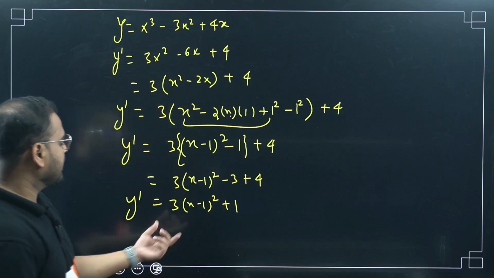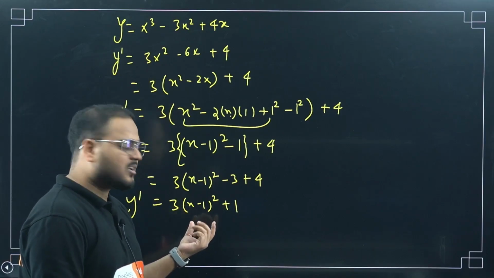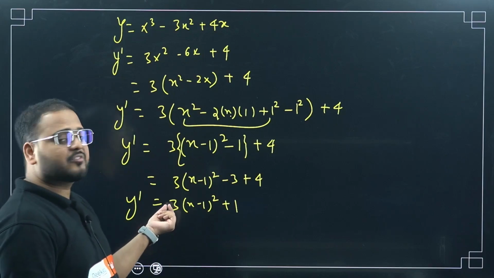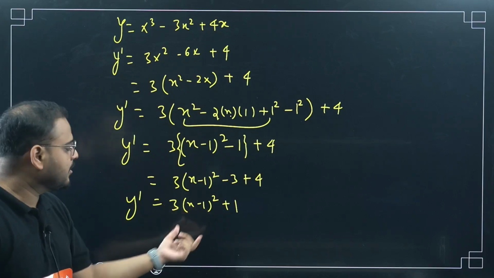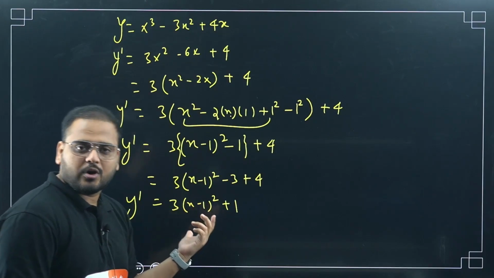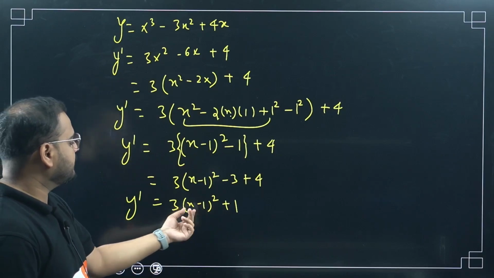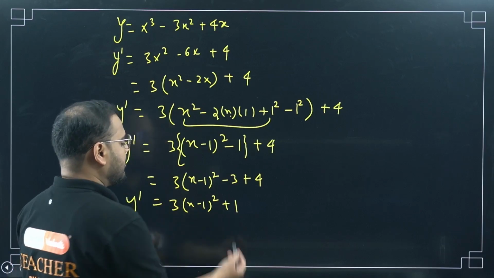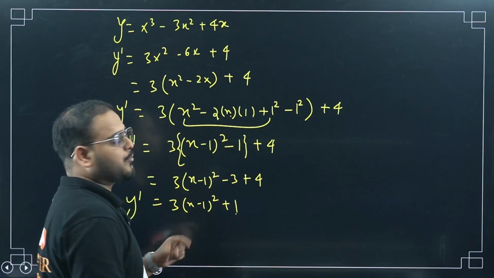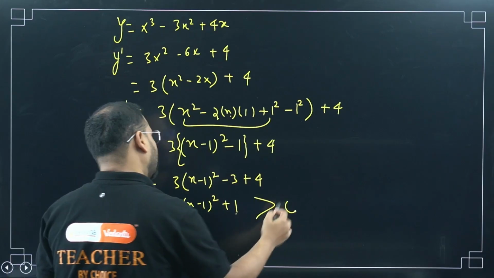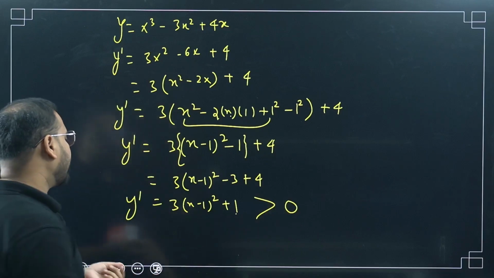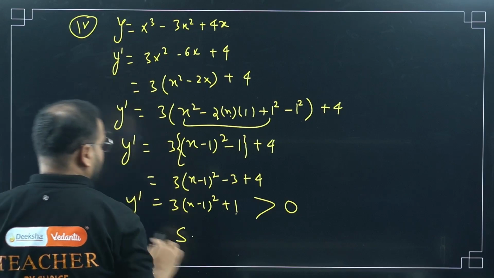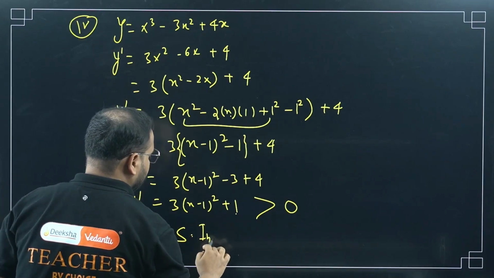Please check here. Square means always a non-negative number. It can be 0 also, but non-negative. Multiplied with 3, again, 3 is a positive number. So this can be either 0 or non-negative. So it cannot be a negative number. What about 1? 1 is a positive number. If you add a positive number with any other positive number, it will be greater than 0. Again, the given function, this is the case 4, is strictly increasing.